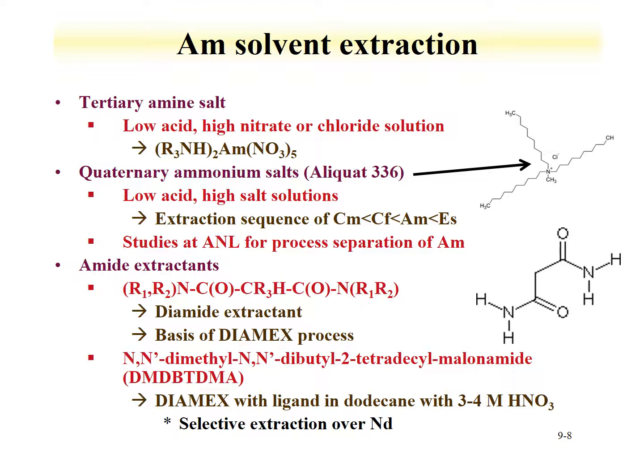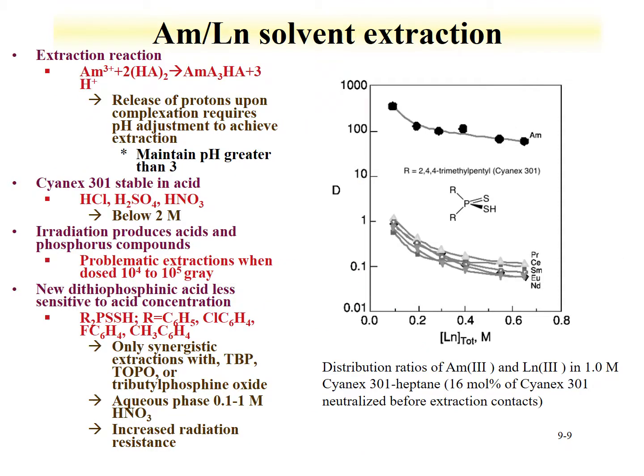There's also a number of amide extractants. The amide functional group is shown here. This is the basis of a process that's been evaluated in Europe called the DIAMEX process, where this malonamide has been used as part of the DIAMEX process, and in 3 to 4 molar nitric acid, now we're at higher acid concentrations, you get a selective extraction of americium over neodymium. Other separations have included separations of americium from the lanthanides with an extraction reaction.